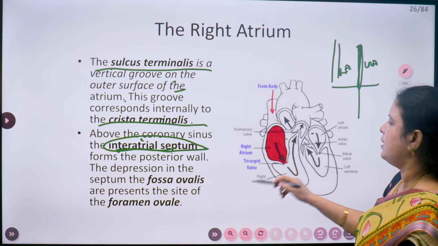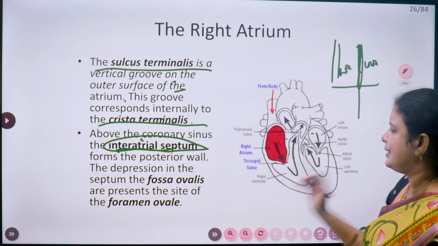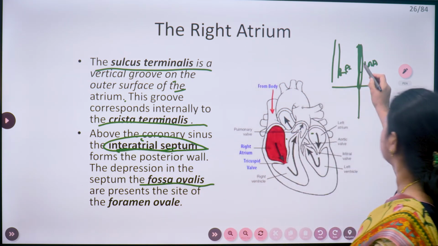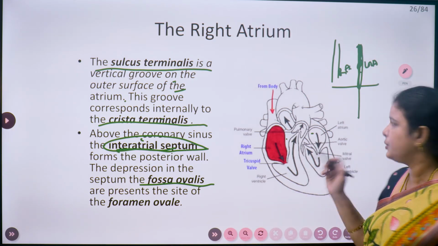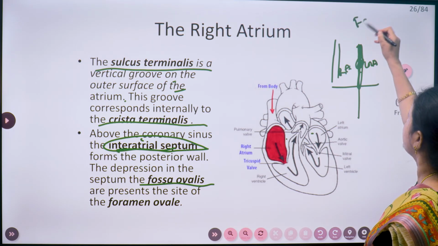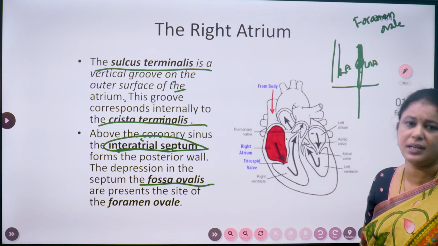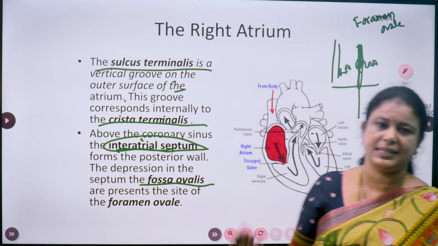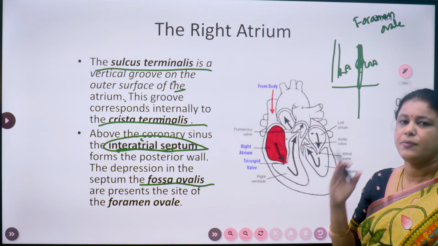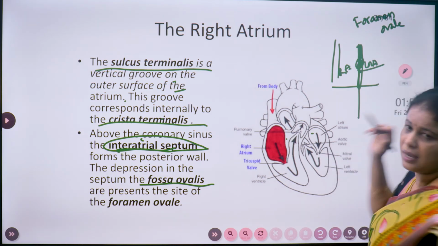So here we have a depression in the interatrial septum. That is called the fossa ovalis. During fetal life, the fossa ovalis will be like a foramen ovale. During fetal circulation, the fossa ovalis may not be there; it will be like a foramen ovale. After birth, this foramen ovale will be closed and will convert into the fossa ovalis.